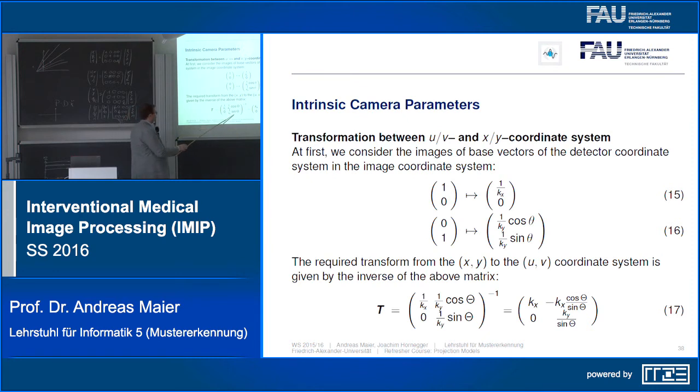Yeah, so we can write this up as a single 2x2 matrix. And then, of course, you have to invert it, which will give you kx, minus kx cosine the angle over sine the angle, and ky on the last component in the 2-2 index. This is only happening within the detector plane. This is only the skew and the different shape pixels.